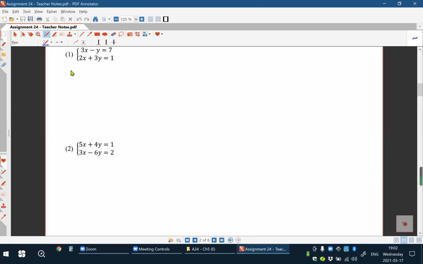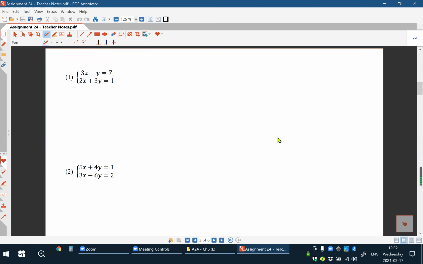Okay, question 1 is a typical two variable system. So how do we solve this? You can either use elimination or substitution, right? So here, it's easy to use substitution. Okay, let's label this with 1 and this with 2. So from equation 1, we can solve that y equals 3x minus 7, right? And let's label this with 3.